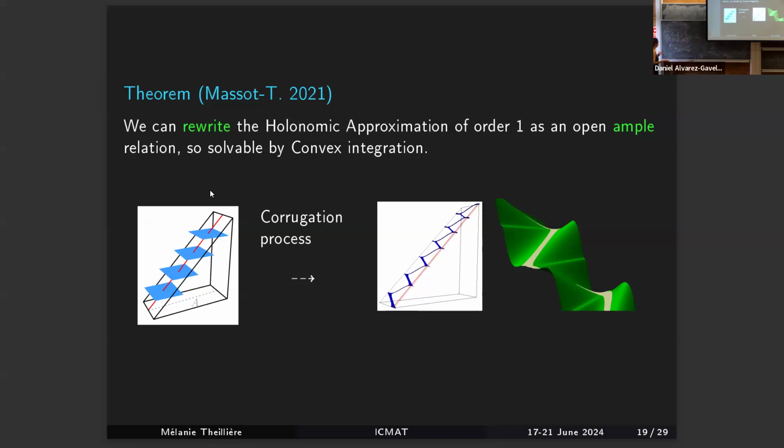So it's really surprising. To manage to rewrite it like that, we just have to think that we do oscillation in the initial space in holonomic approximation, when convex integration does oscillation in the target space. So to rewrite holonomic approximation as an ample relation, we have to rewrite all the space and push the corrugation into the target space. So the rewriting is really tricky, with a lot of computation. I can talk about it later, but it's a bit long. So okay.